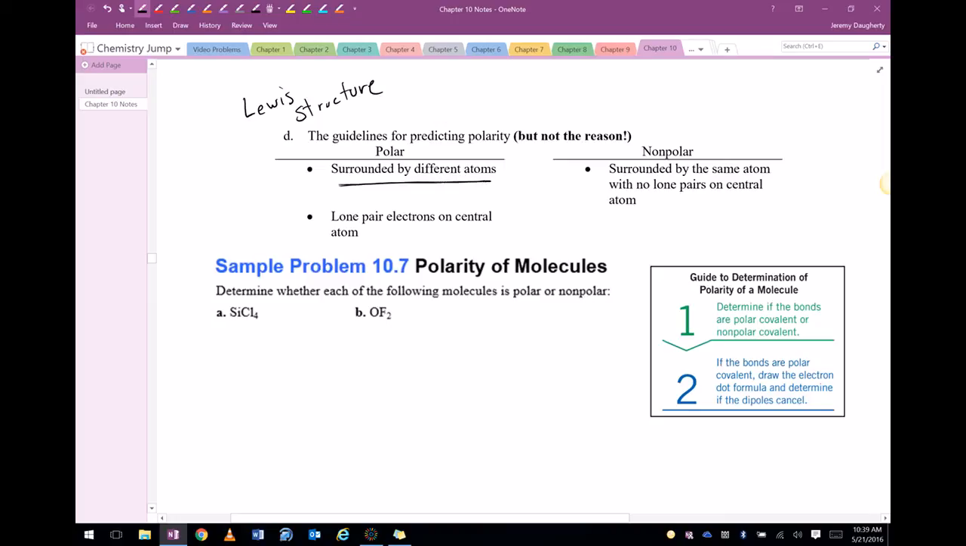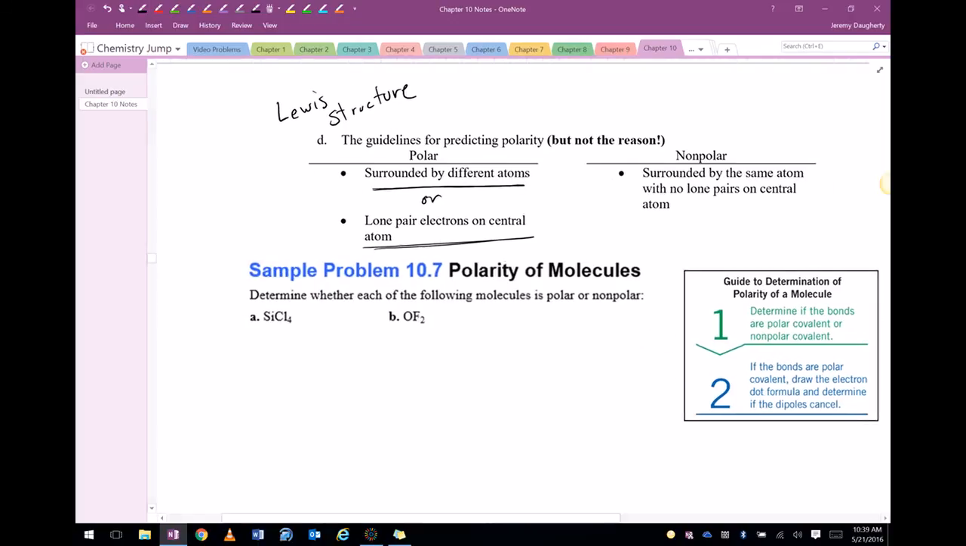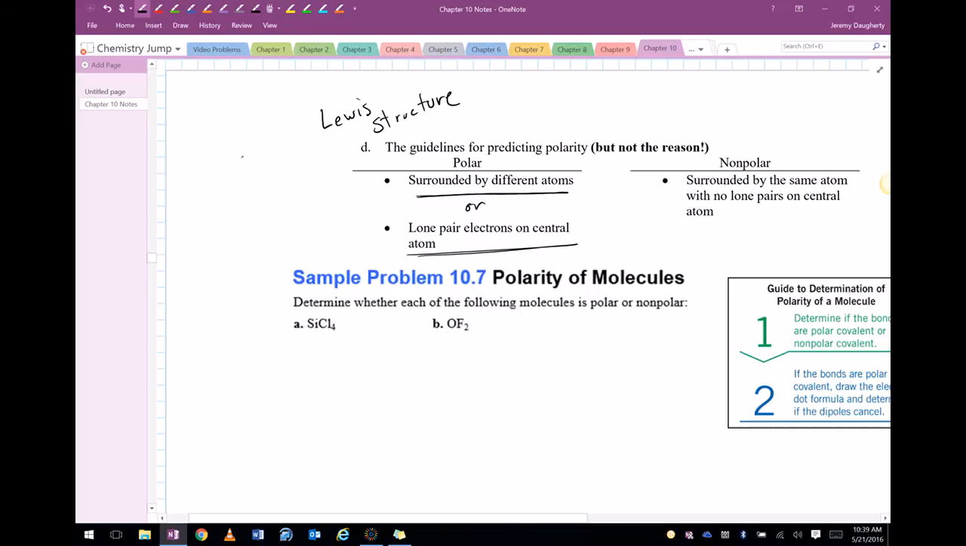If it is surrounded by different atoms, or if it has lone pair electrons on the central atom, it's polar. Now that's not 100% of the time. It is here, but in AP we'll change it because there are a couple exceptions. I'll go ahead and tell you what those exceptions are.